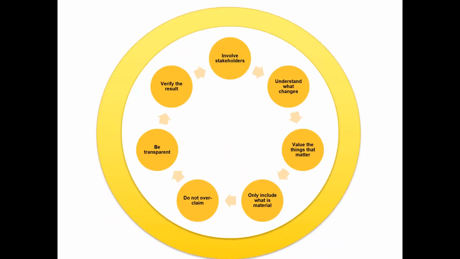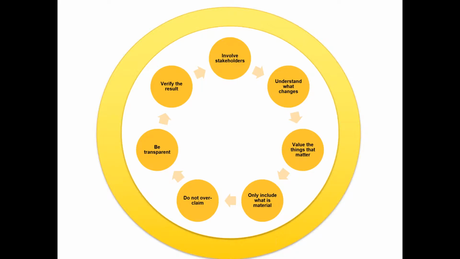There are 7 principles of social value, beginning with the involvement of stakeholders. Stakeholders are involved to understand what's changed. They tell us, they inform us as to what has changed. The stakeholders are also involved in the valuation of those changes, the things that matter to them, those changes that they say are important. We will talk about issues around materiality.